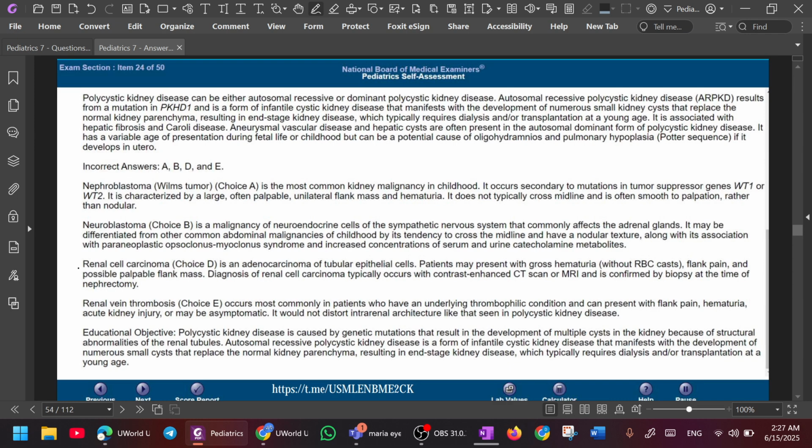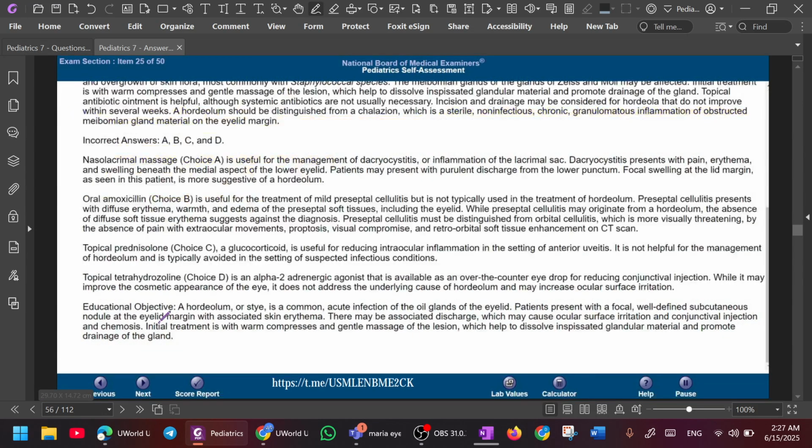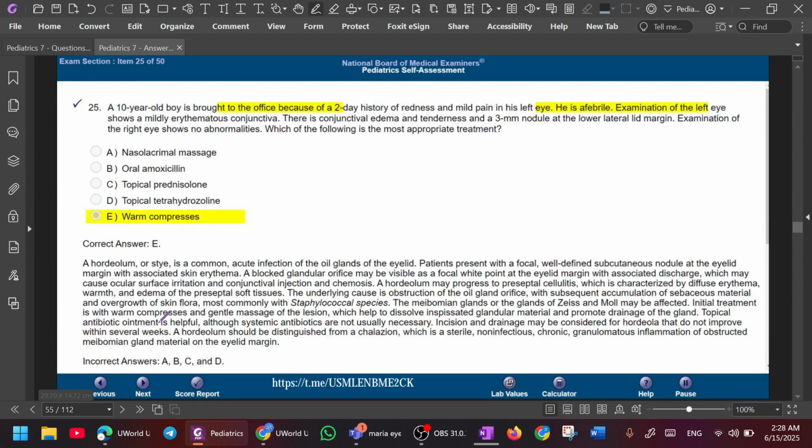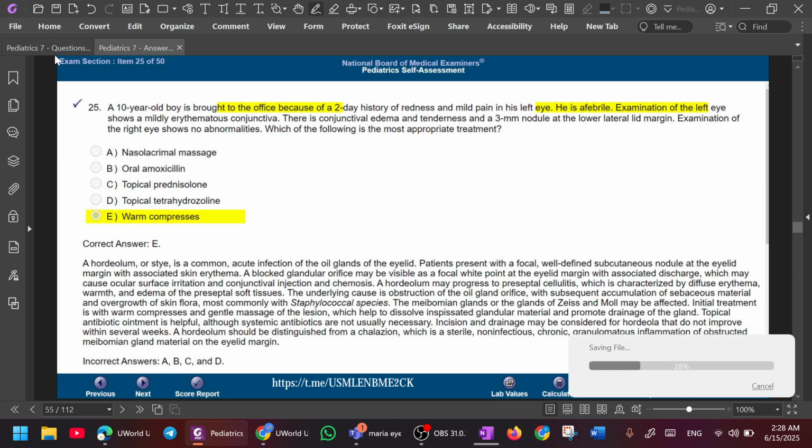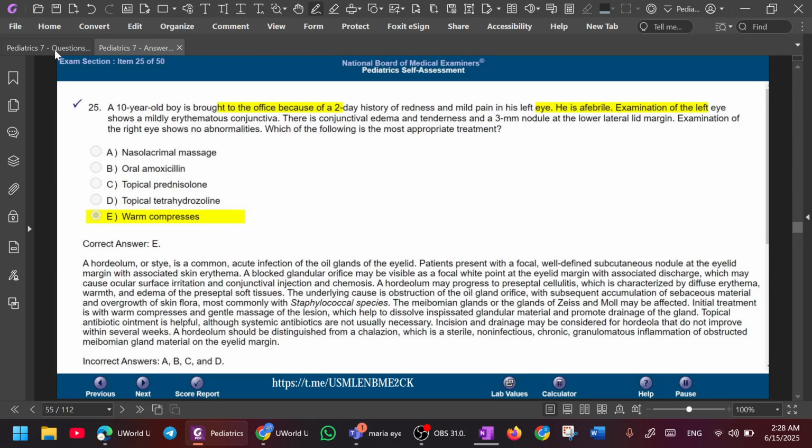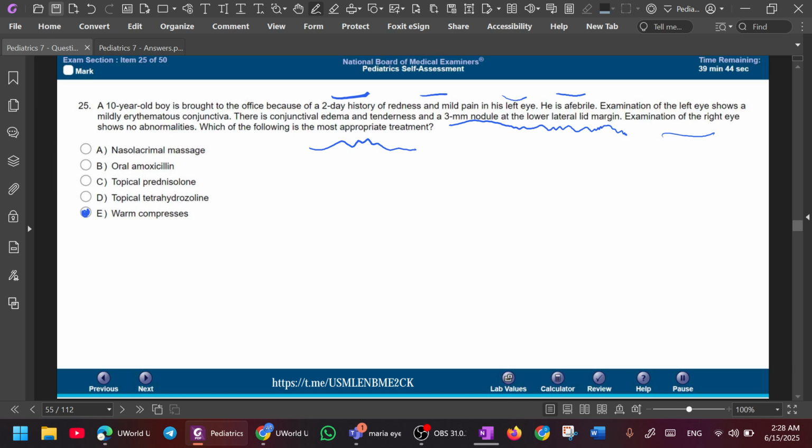So, warm compresses. A hordeolum or stye is a common acute infection of the oil glands of the eyelid. Patients present with a focal, well-defined subcutaneous nodule at the eyelid margin with associated skin redness. A blocked glandular orifice may be visible as a focal white point at the eyelid margin with associated discharge, which may cause ocular surface irritation, conjunctival injection, and chemosis.